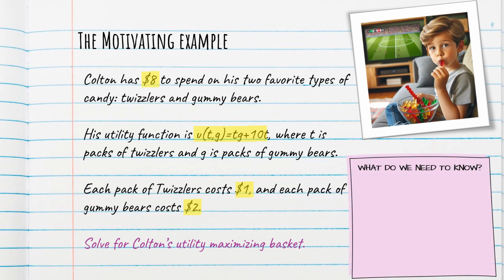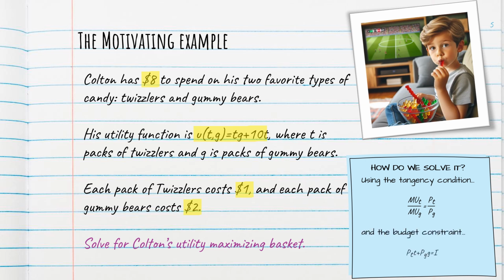What do we need to know in order to solve this question? We need to know the utility function, the price of each good, and the consumer's income. How are we going to solve this question? We're going to start out by using that tangency condition where the ratio of marginal utilities is equal to the ratio of prices. And then we're also going to use the budget constraint where the expenditure on Twizzlers and gummy bears has to equal income.